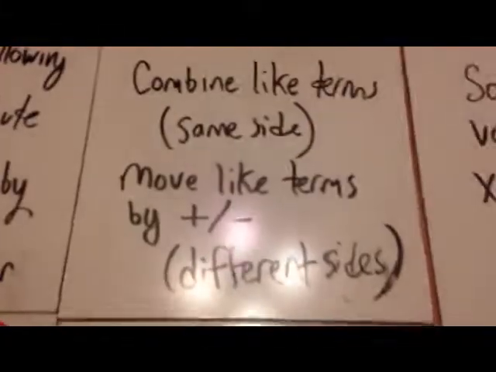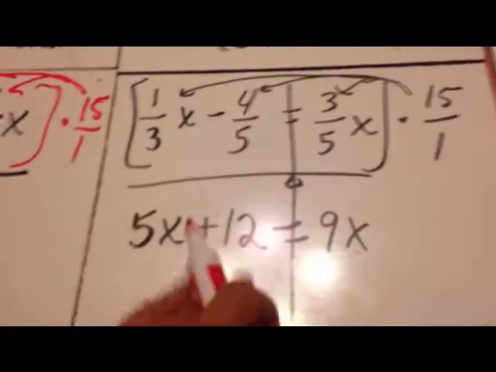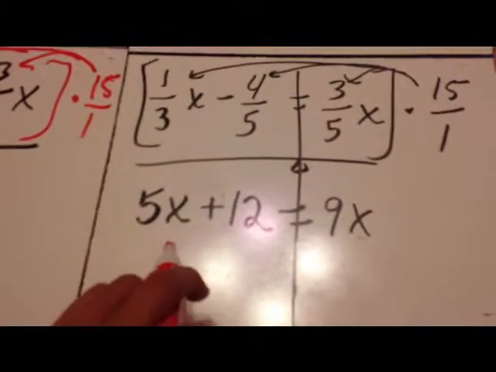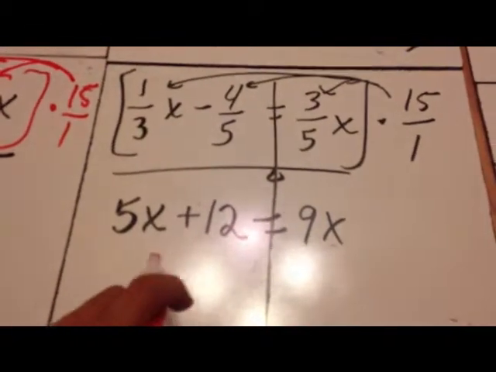Now you look for like terms. All right, if you have like terms on the same side, you simply combine them. If they're on different sides, you have to move them by adding or subtracting. So here we are, we got rid of the fractions, and then we're at this point. So we got three terms, 5x, 12, and 9x. See, there's none that are the same here.